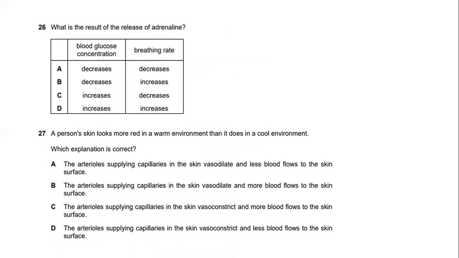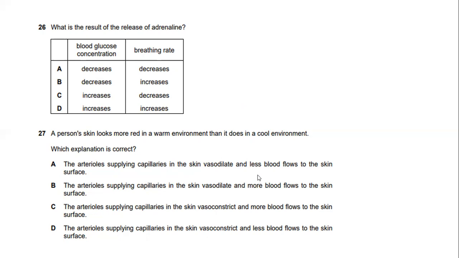26. What is the result of the release of adrenaline? Adrenaline is a hormone produced in the adrenal gland. It is released when the body is under acute stress or during exercise. It increases the blood flow to the skeletal muscle, and the level of glucose in the blood also increases. So the answer for number 26 is D.